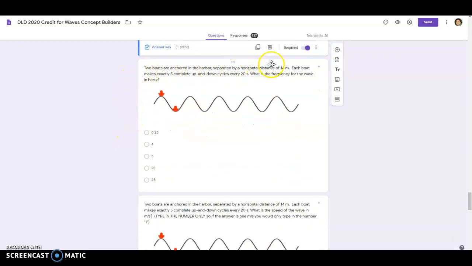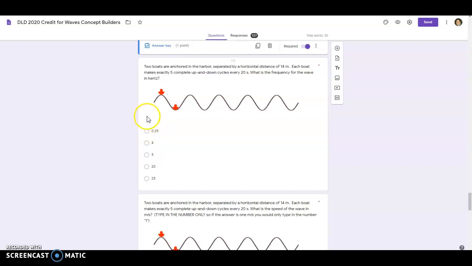Okay. Two boats are anchored in the harbor. Again, 14 meters between them. Each boat makes exactly 5 cycles, 20 seconds. Same thing. What is the frequency? Well, the period, capital T, is 4 seconds. 20 divided by 5 is 4 seconds. Then the frequency is 0.25 or a quarter of the wave per second.